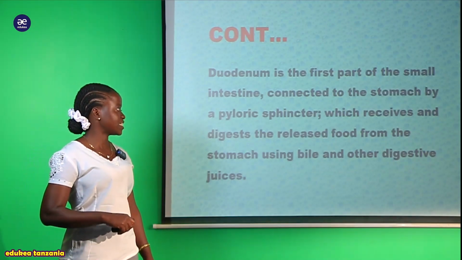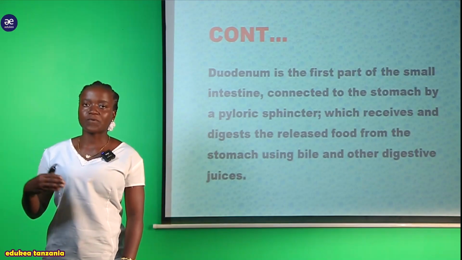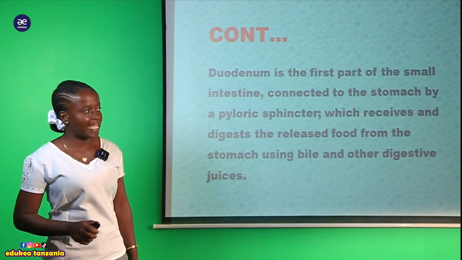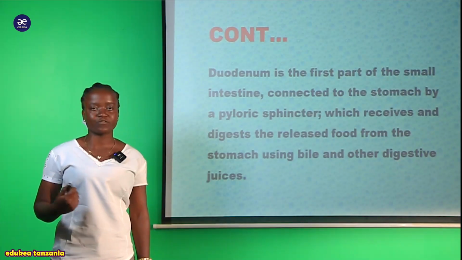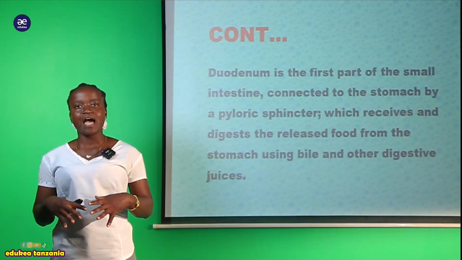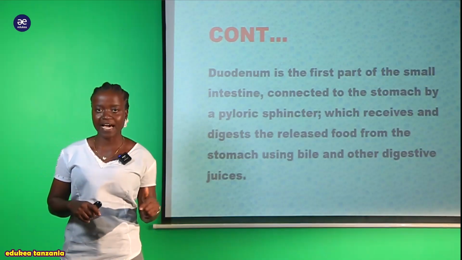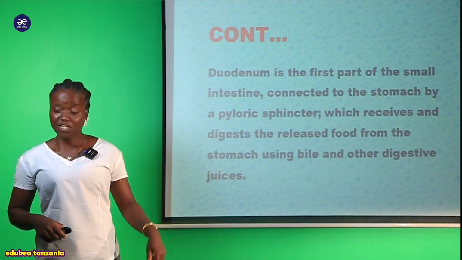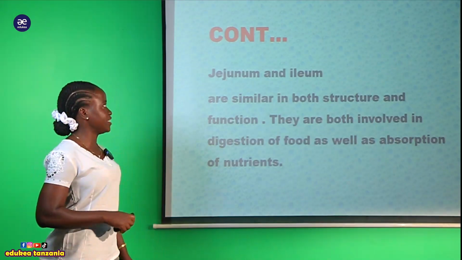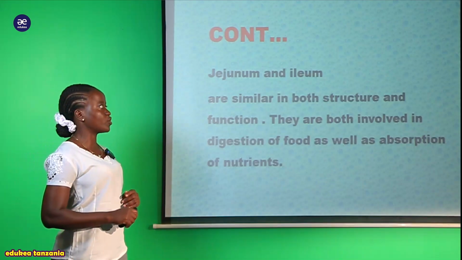So here we have said that it does digestion by using the content produced within the pancreas, that is bile, and other digestive juices. Here we are talking about pancreatic juices. So they will help in digesting different kinds of food that are coming from the stomach. So that is the first part of the small intestine. The second part of the small intestine is called the jejunum. And the last part of the small intestine is called the ileum.